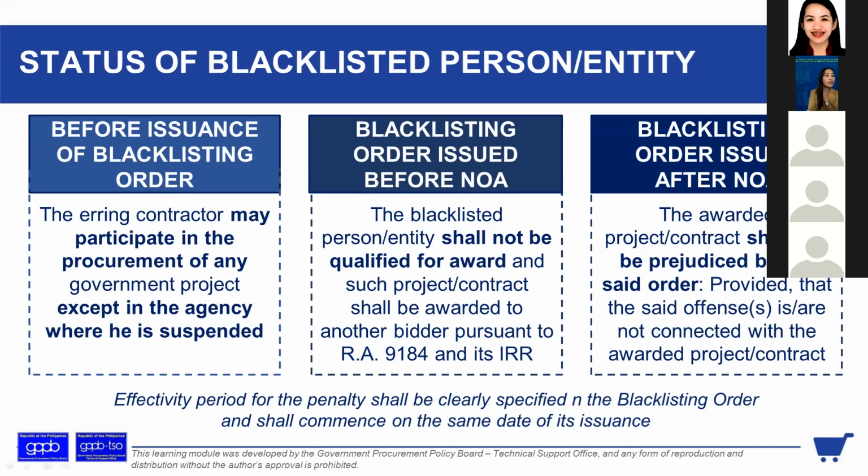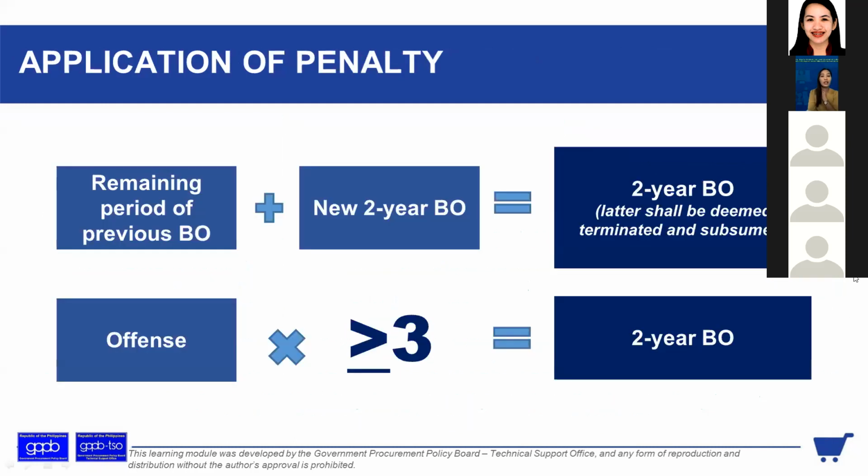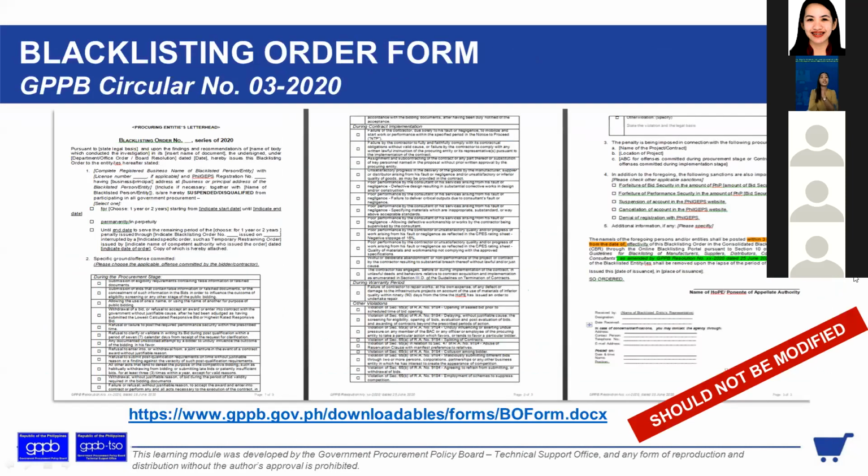It shows you the blacklisting order form provided through GPPB Circular Number 03/2020. You can also click this link, and it should not be modified because it is fixed by the GPPB. Please do not modify it. Just click the link. That is what you use when you have a blacklist. Okay? After the suspension order, follow your blacklisting procedures.